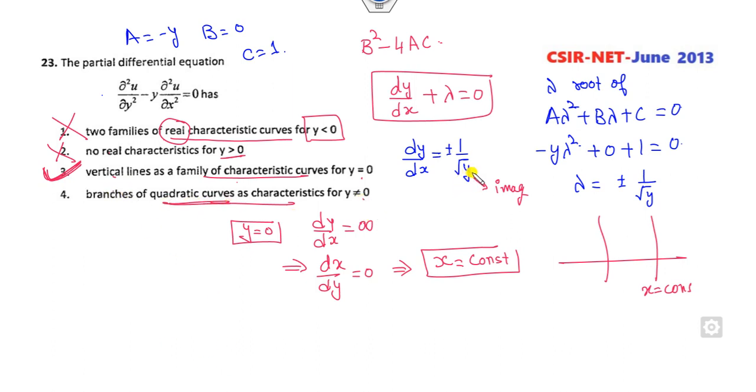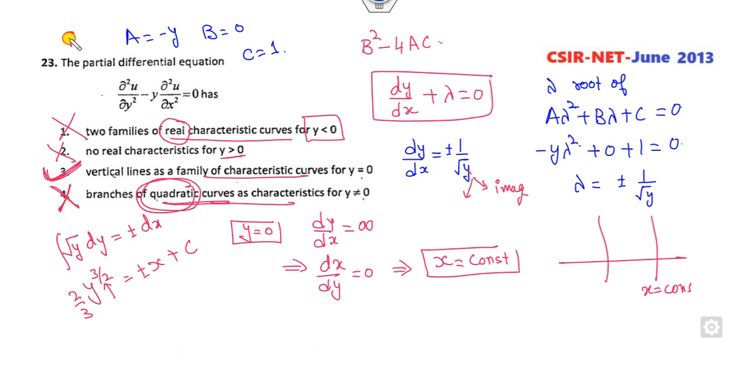Branches of the quadratic curve when y is non-zero. When y is non-zero, it can be imaginary, it can be real, so it can never be quadratic. Moreover, if you solve this way and integrate them, you get 3 by 2. Again you can see this is not quadratic, it is y raised to the power 3 by 2, but it says quadratic. So the right answer is only C, the correct option of the problem.